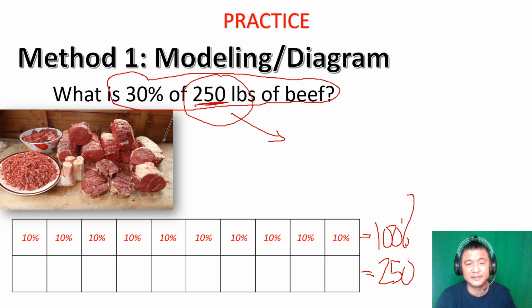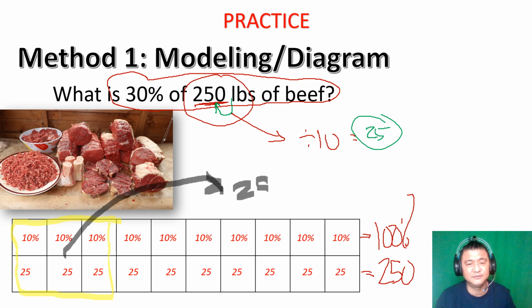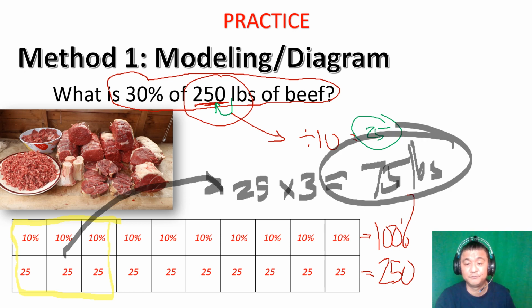But I need to divide this by 10, mentally or just by moving the decimal point to the left once only. So that's going to be 25. Each small portion is 25, right? Now, what do I need? They are asking 30%. So that means how many little squares? I need 3 of these. So I will do 25 times 3, or 25 plus 25 plus 25, and you will get 75 pounds. 75 pounds of beef.